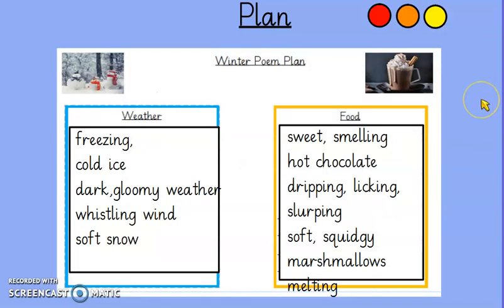So here is my waggle, because if we were at school, normally we'd work together, share your ideas, and we'd write some ideas down. So here are my ideas. For weather, I've got freezing cold ice, dark gloomy weather, whistling wind, soft snow. For food, I wanted to describe the hot chocolate in my top picture, which looks really yummy. So I've got sweet smelling hot chocolate, dripping, licking, slurping, soft squidgy marshmallows, melting.